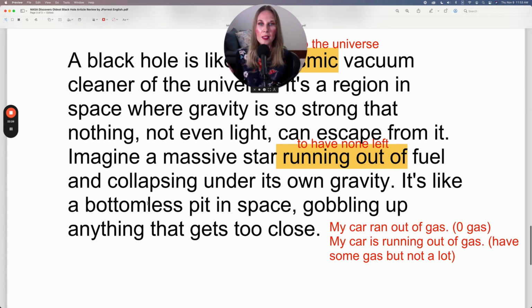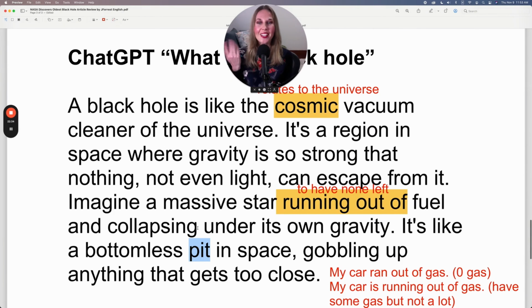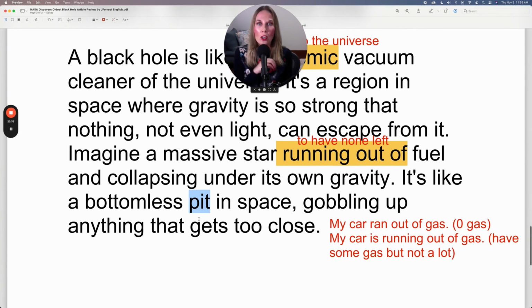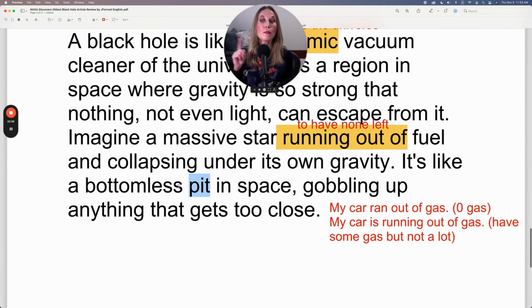So bottomless means a pit is like a giant hole. So again, black hole, because that's what a pit is. A pit is a very large hole. But if it's a bottomless pit, it means it does not have a bottom. So imagine there's a pit in your backyard, which is a hole, and you look in it and it just goes forever. There's no bottom to it. And everything gets sucked into that pit.